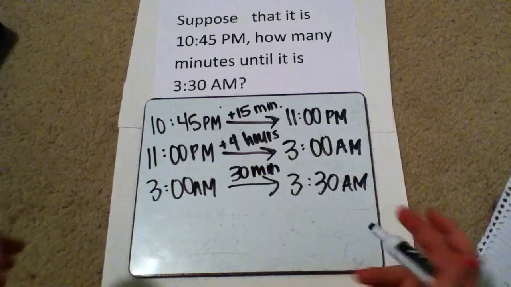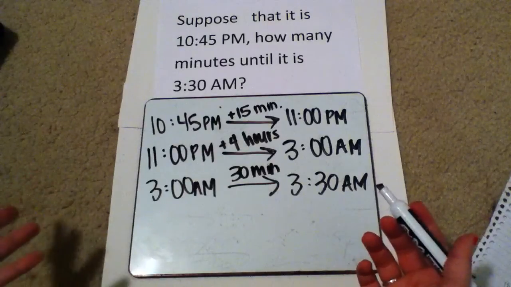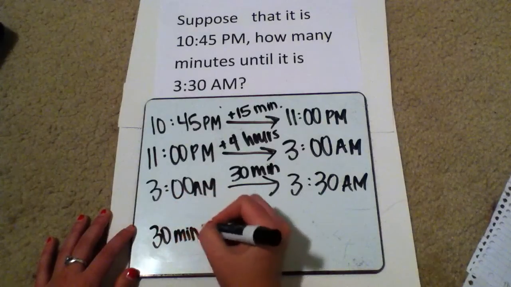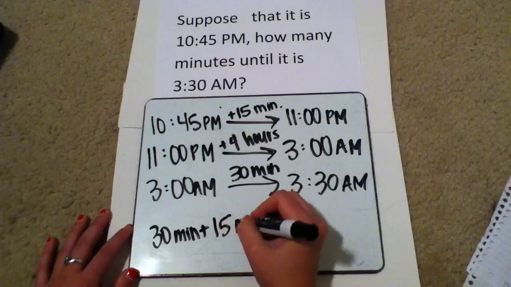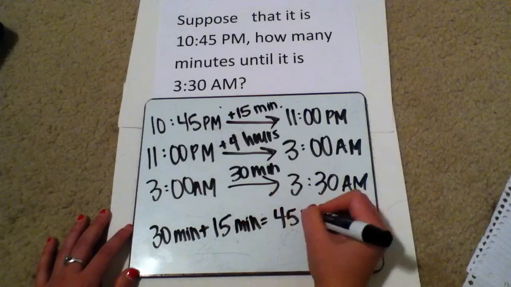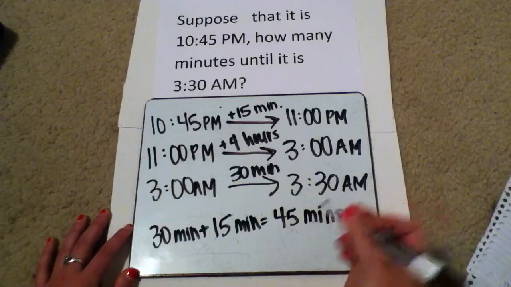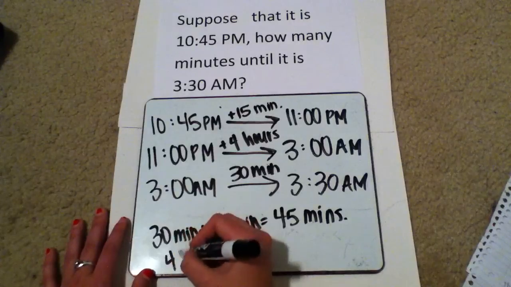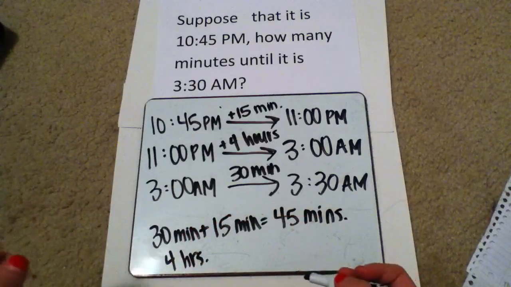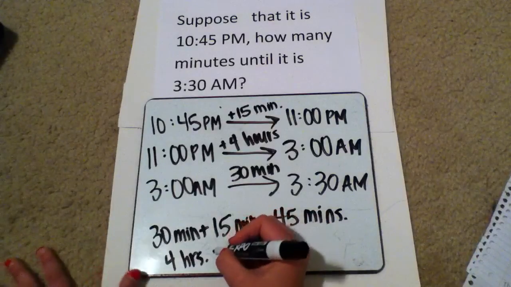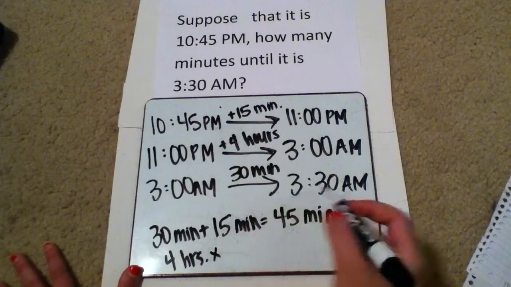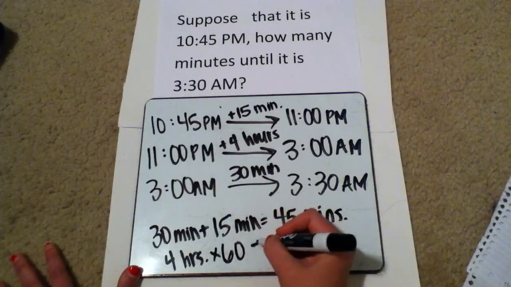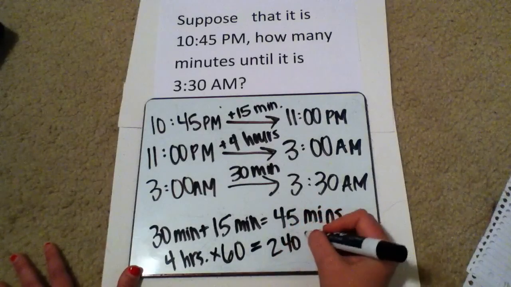Okay, so now we can add all of our hours and minutes up to see how many minutes have passed. So let's add 30 minutes plus 15 minutes. That equals 45 minutes. Now we have 4 hours. So 4 hours, well, let's think about that. How many minutes are in an hour? 60. And if there's 4 hours, then we're going to have to multiply that by what to get our total number of minutes? Right, 60. So 60 times 4 is 240 minutes.